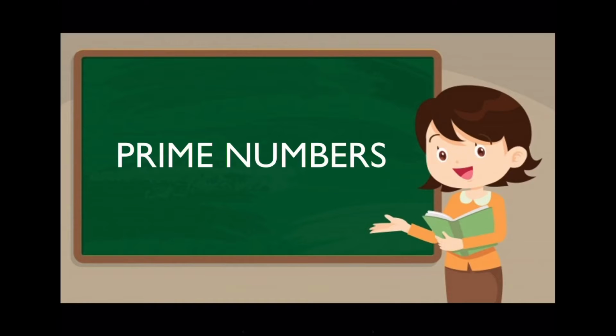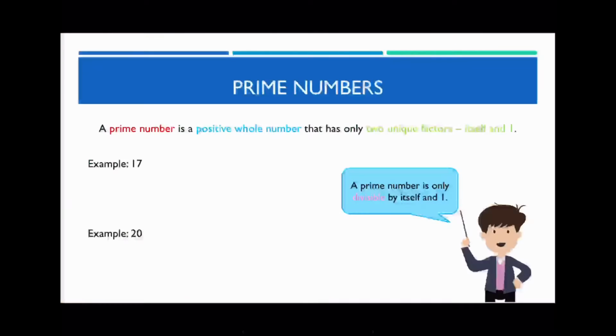So firstly, we're going to look at the first aspect, which is about prime numbers. The definition of a prime number is a positive whole number that has two unique factors. As you can see by this definition, there are two requirements or two conditions for a number to be considered as prime. Firstly, it needs to be a positive whole number, so a positive number like positive 5, and also it needs to be a whole number, so you can't have any decimals at all. And secondly, it needs to have two unique factors, itself and 1.